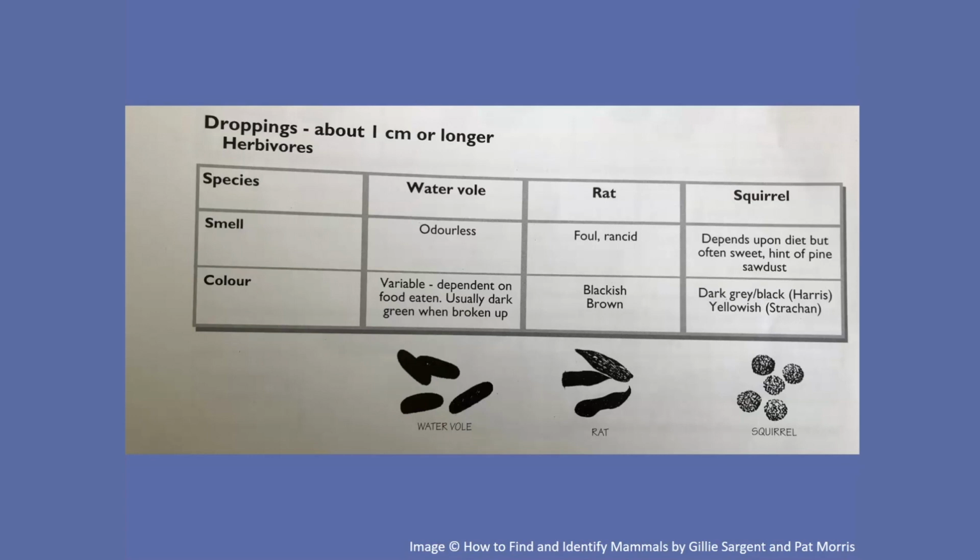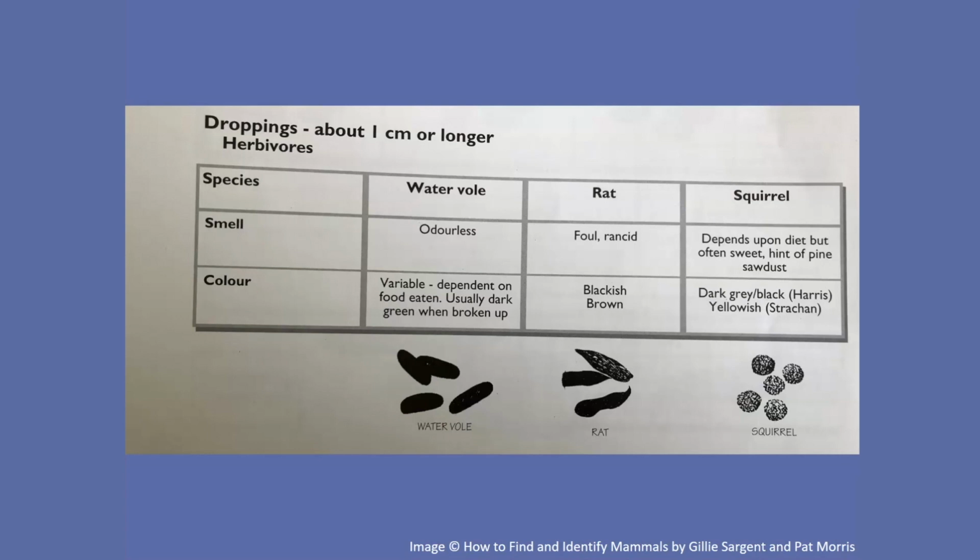If we think about some of the slightly larger rodents, water voles, for example, often found near water, funnily enough, and our rats, which also can be found near water, you can see there's a slight irregularity to the rat dropping shape, whereas the water vole here has a very regular shape. But smell is often your key indicator between the two.